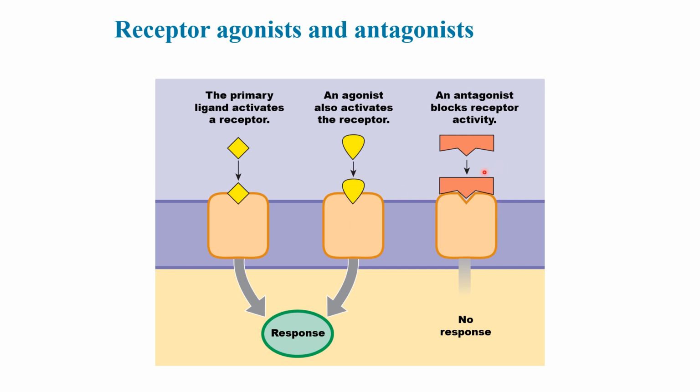And those beta blockers, they would basically bind to specific receptors on the surface of your heart cell, and they are antagonists to your epinephrine. So they are actually going to slow down your heart rate.